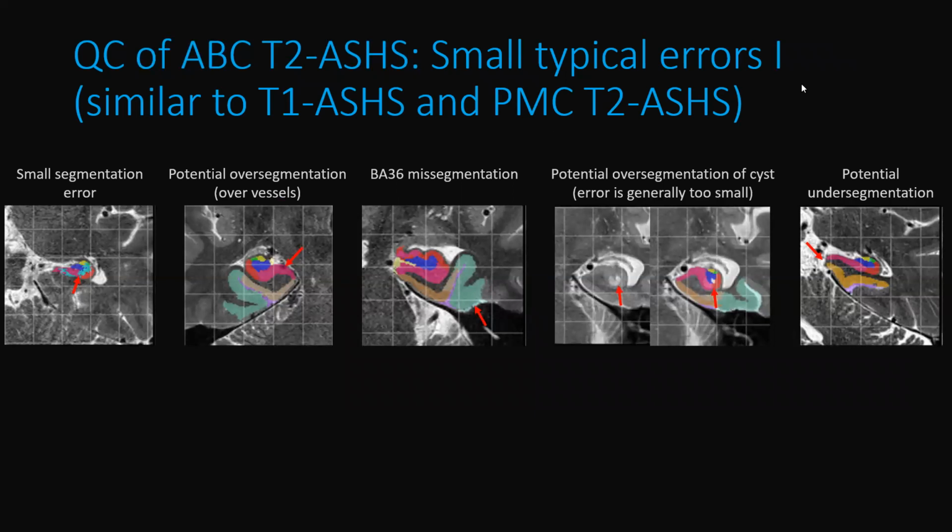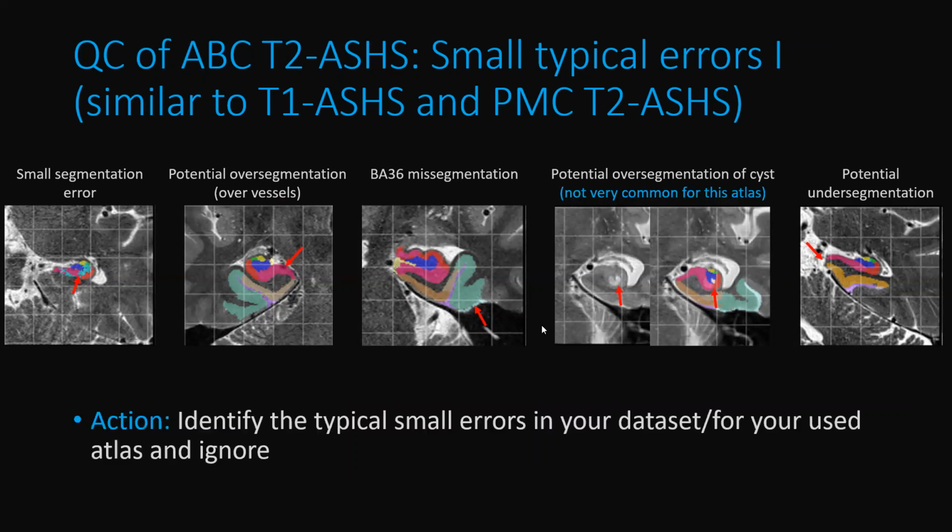So then the small typical errors are the same as T1-ASHS, PMC-ASHS. So again, you can have these scattered voxels from a label from an adjacent slice coming through, not a problem. Over segmentation over vessels, lateral BF36 is a bit missegmented. Sometimes the cysts are oversegmented, but I have to say that that is actually less common in this atlas and some potential undersegmentation. Again, just want to identify these kind of errors and then ignore them.